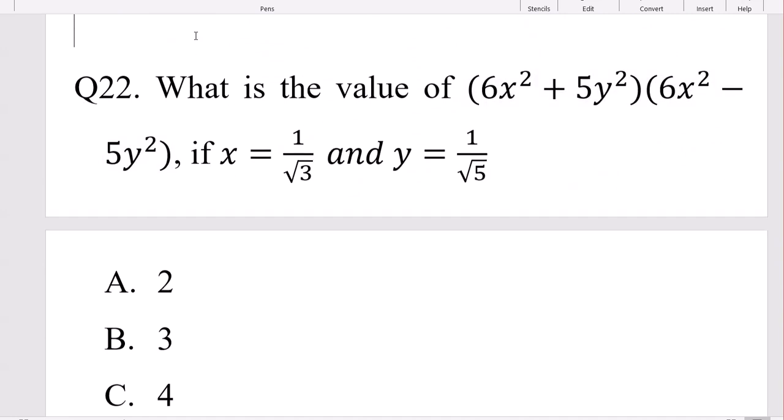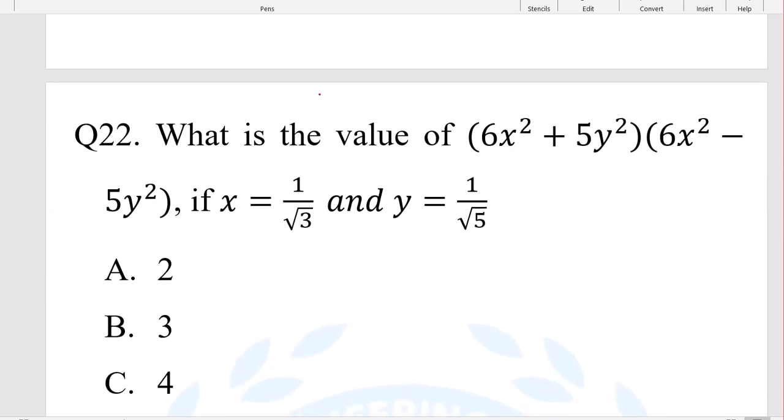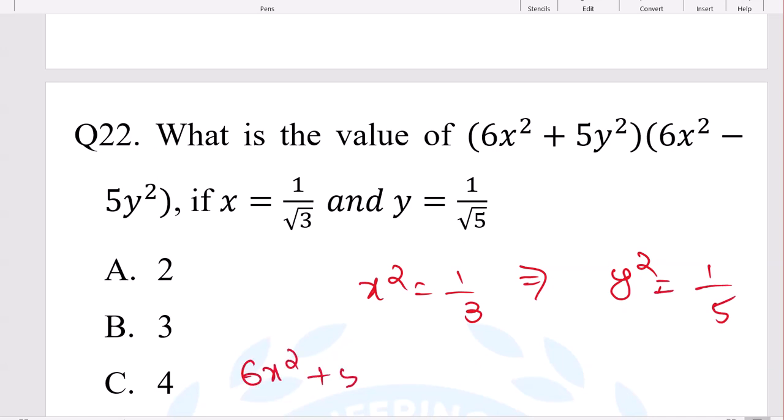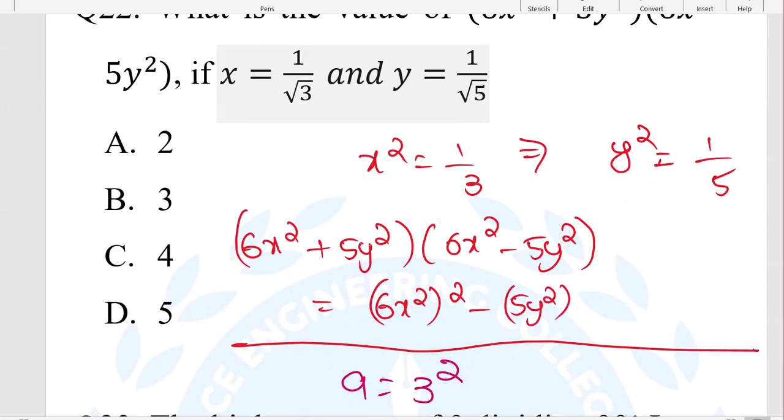And 22 is related to simplification. We may worry as x is in roots and all, but they are asking here for the x square value. X square is nothing but 1 by 3. Y square is nothing but 1 by 5. And here the expression is (6x square plus 5y square) into (6x square minus 5y square). It's like (a plus b) into (a minus b), which gives a square minus b square. So we get (6x square) whole square minus (5y square) whole square. 5y square is equal to 1, so minus 1. Here 3x square equals 1, so 6x square means 2, and 2 square is 4. So 4 minus 1 is nothing but 3.